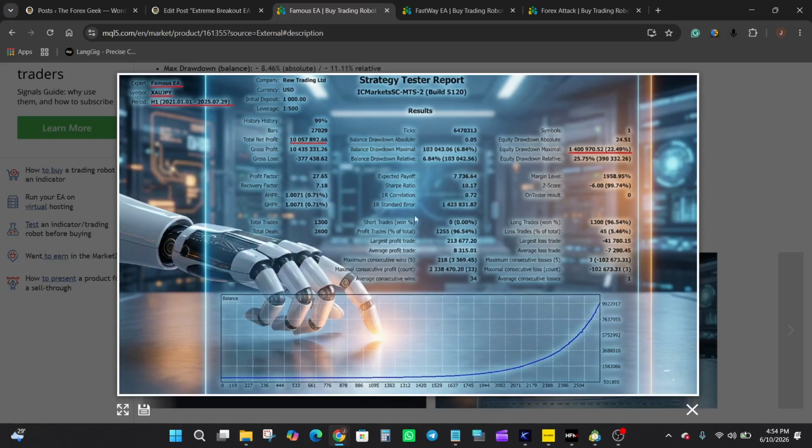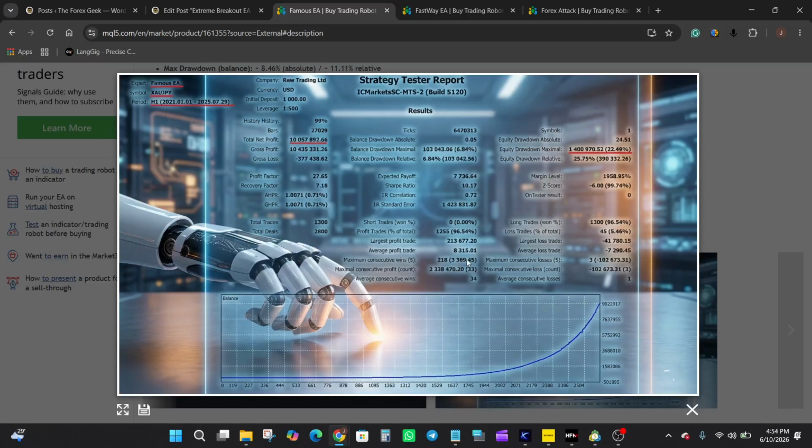And from the strategy tester, we can see here initial deposit $1,000. Expert is famous EA, symbol is XAUJPY, period is H1 from 2021, 1st January to 2025, 29th August. Total net profit over $10 million. Total trades 1,300. All long trades with a 96.54% win rate.